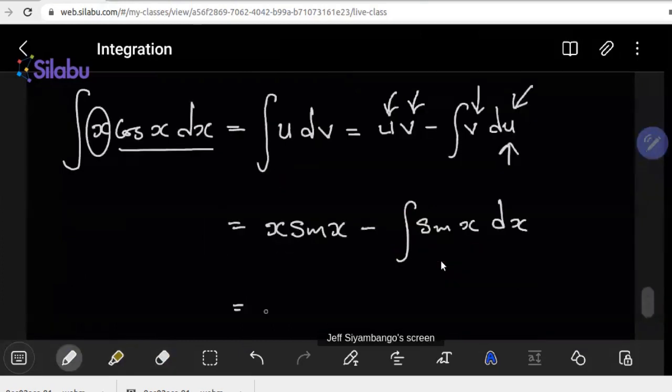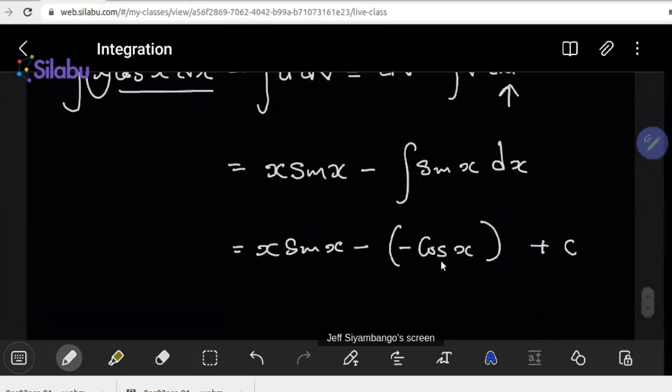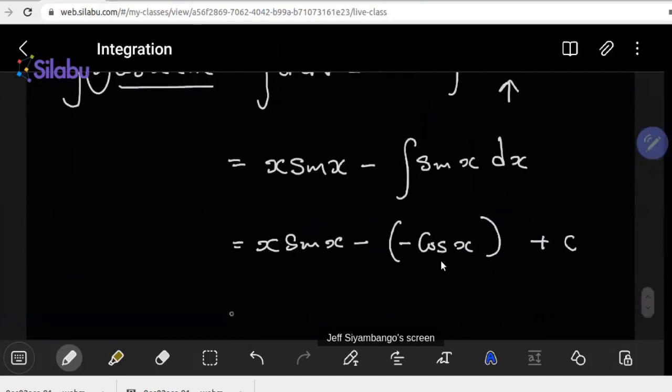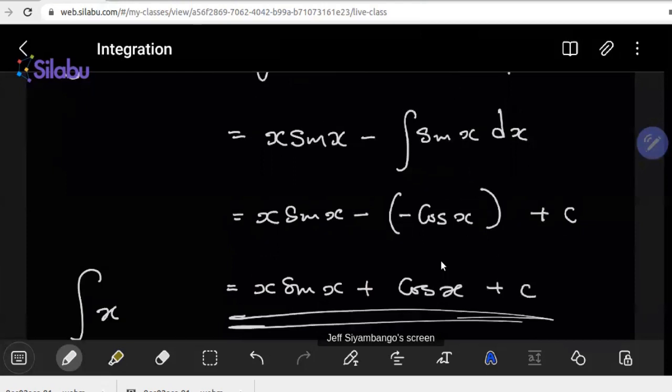That is just x sine x minus the integral of sine, that is negative cos. So this is going to become minus cos x. So this is the end of it. We bring in the constant of integration, plus c. So the final answer becomes x sine x plus cos x plus c. So this becomes the integral of x cos x.